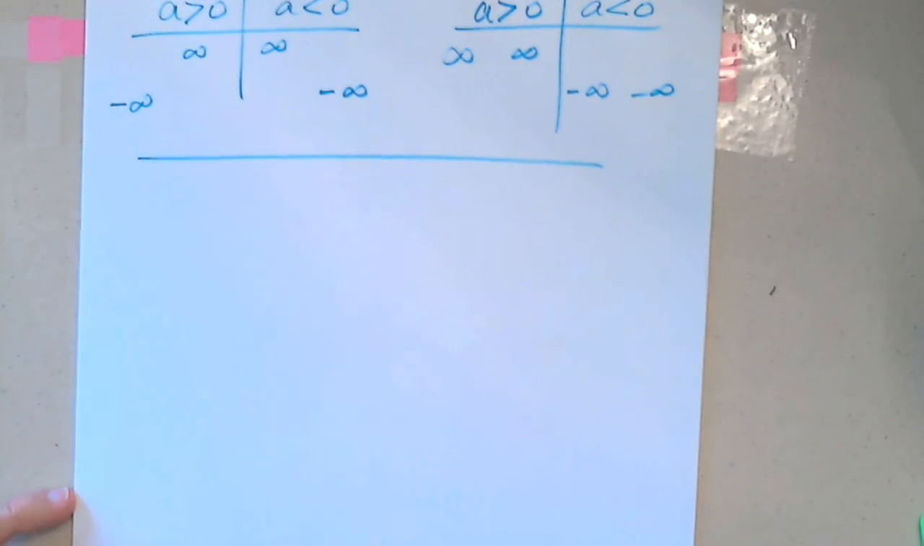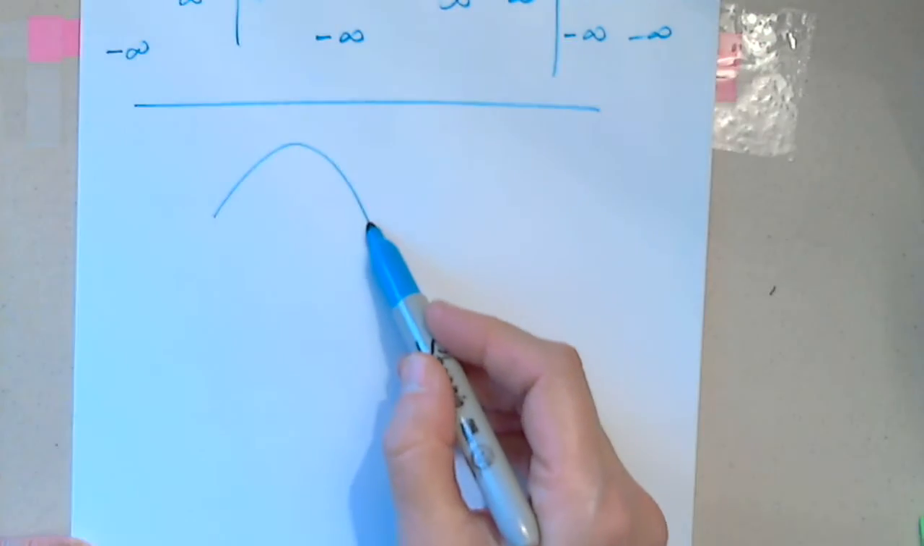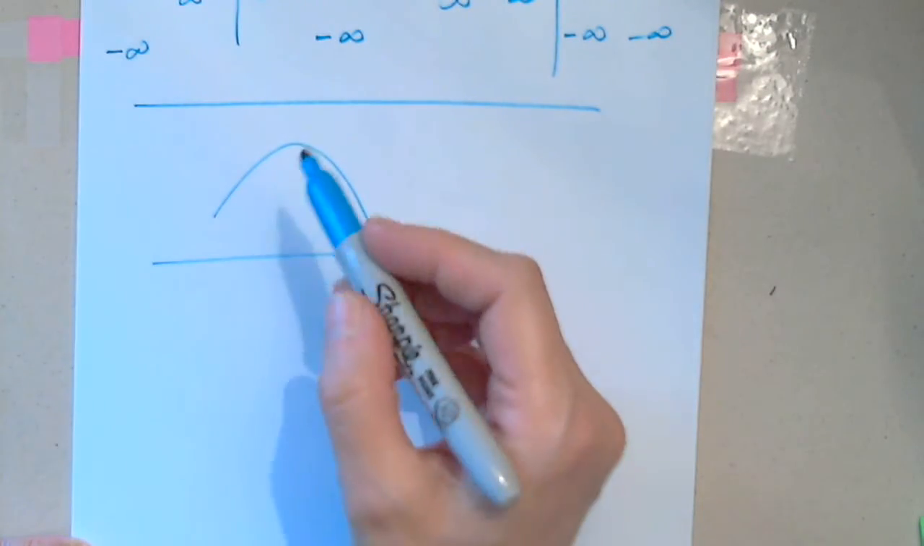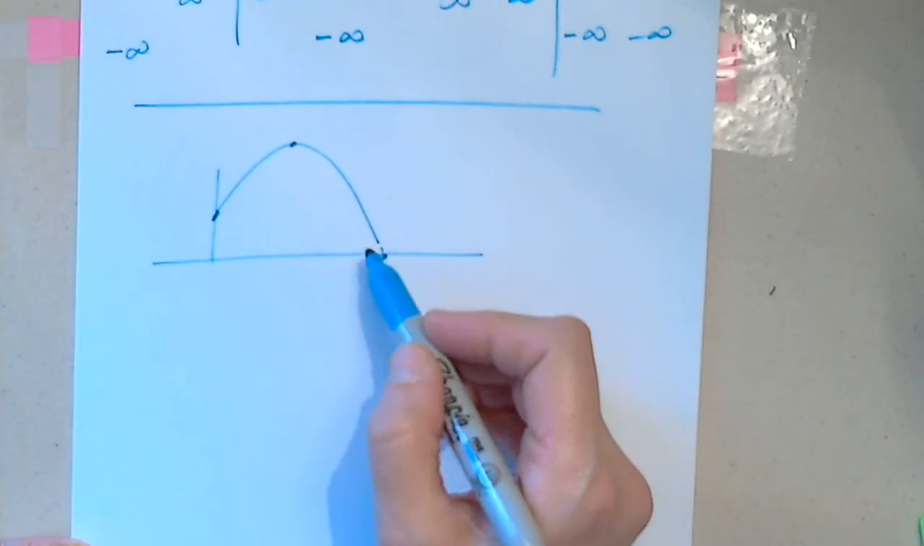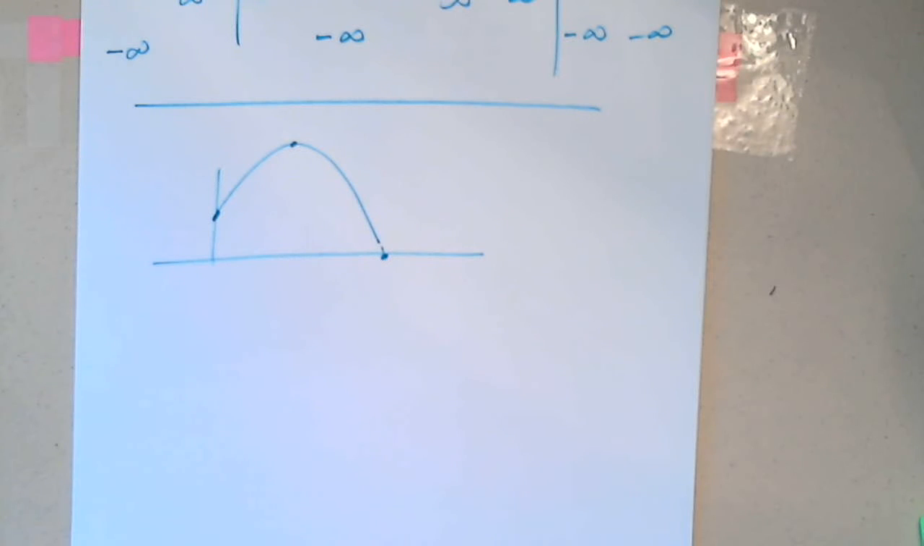Word problems with quadratic functions. The ball that is thrown, so it starts here, goes to a maximum, and it hits the ground. We've done like 2 or 3 problems like that one. Any questions?